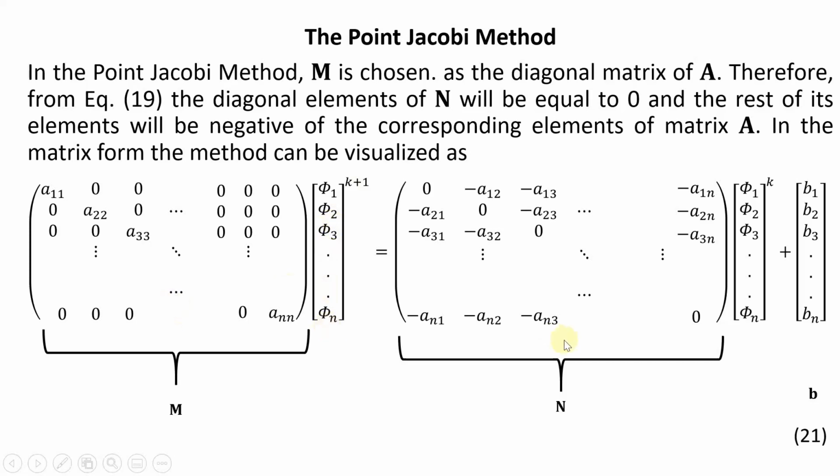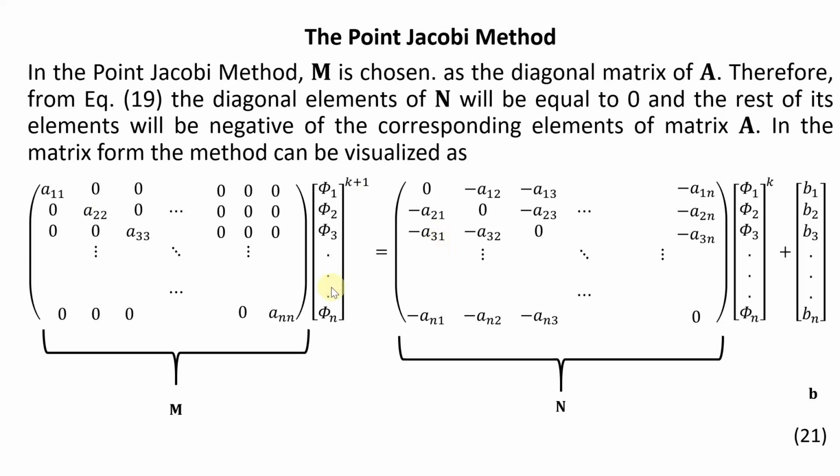And if we see any ith row, that means the iterative equation to find the ith unknown phi, we can visualize this equation as follows. For the ith row the coefficient is a_ii, because for the first row the coefficient in matrix M is a11, and all the rest of the elements of that row are 0. So the first equation will be a11 into phi 1 at k plus 1 iteration is equal to the right hand side. The second equation will be a22 into phi 2 in the k plus 1 iteration is equal to the right hand side, and so on.